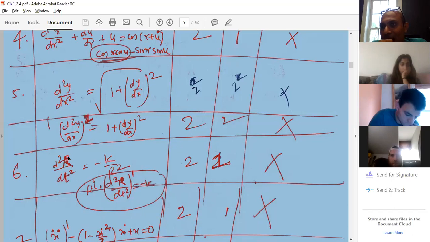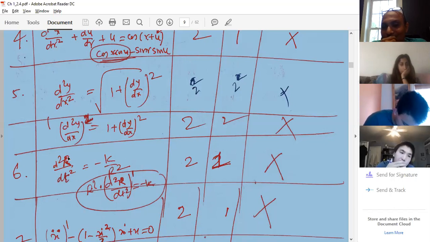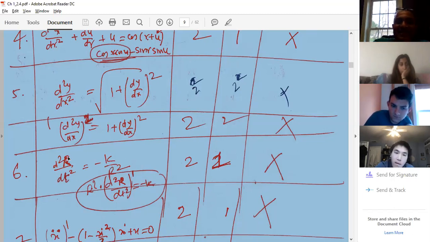Well, it's a fraction. Would the order be 2? Order is 2. Okay. Degree: is the degree 1? Okay. Linearity. It's not linear because it's multiplied. What is multiplied? R squared.